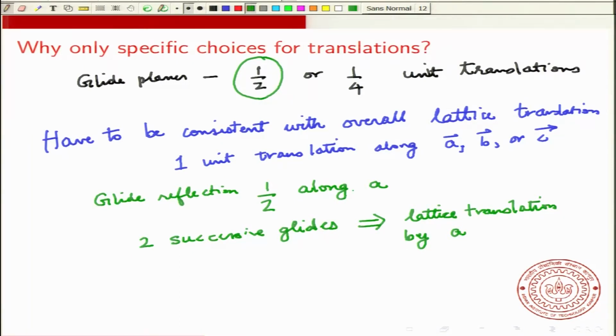Okay, and you can similarly show that there will be other glides that are not consistent with this overall lattice translation. So if you translate by some arbitrary distance, then it could be that it's not consistent with the overall lattice translation. So these are some of the reasons. These are not very easy to see, to exactly work out, but at least you can see why you only use specific choices for these translations.